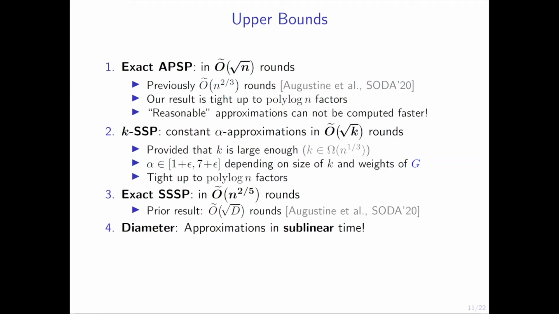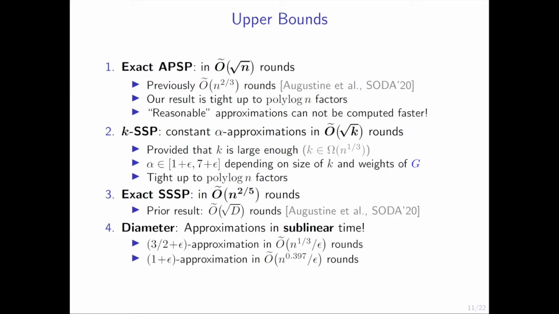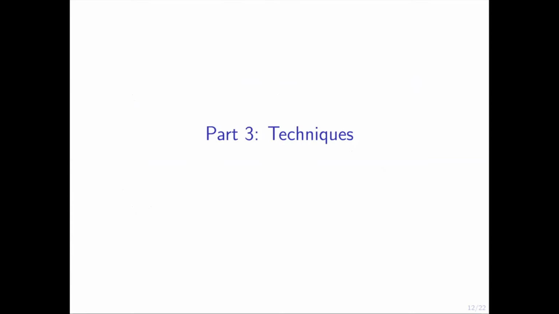Our fourth result is that we show that approximations of the diameter of the local network can be achieved in sublinear time. Specifically, we show that we can get a 1.5 plus epsilon approximation in n to the 1/3 over epsilon rounds, and a 1 plus epsilon approximation in n to the roughly 0.4 over epsilon rounds. And in the next part, I want to show how we achieve those results by talking about our techniques.